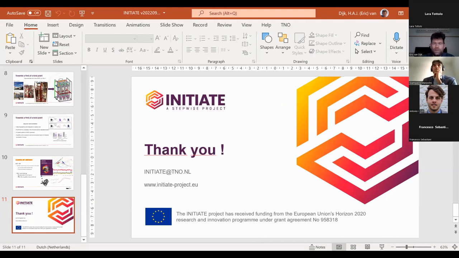Yeah, what we did in the techno-economic analysis for Initiate up to now is the definition of the base and reference case, and we are currently working on the integration of the new enabling technologies. On the base and reference case, the deliverable is a public deliverable, so you can go to the website and download it.